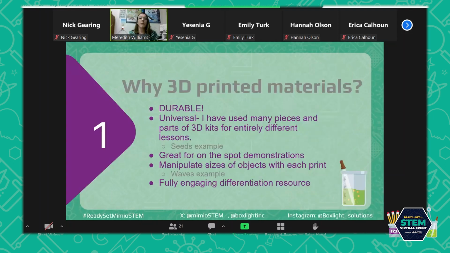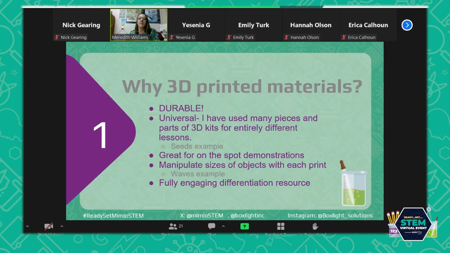They're universal. I have many different pieces and parts of 3D kits for entirely different lessons. And I'm going to show you an example of what I mean with my seed dispersal example. They're great for on-the-spot demonstrations. I have an entire cabinet of just random 3D printed things, and I use planets as circles and things like that. So you can pick and use your parts as you need them.